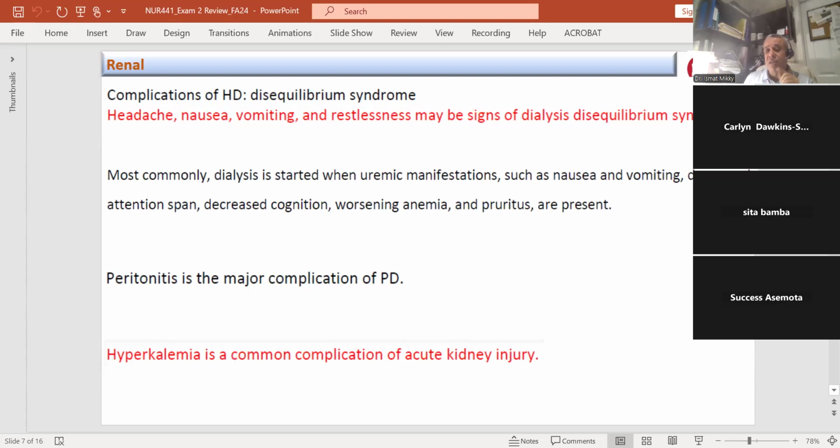So what about peritoneal dialysis? Complications of PD, peritoneal dialysis: bleeding, infections. You'll find the effluent cloudy. Perforation too, right? So infections like peritonitis; we have to go over the manifestations of peritonitis.